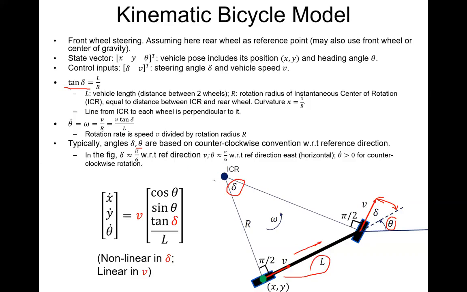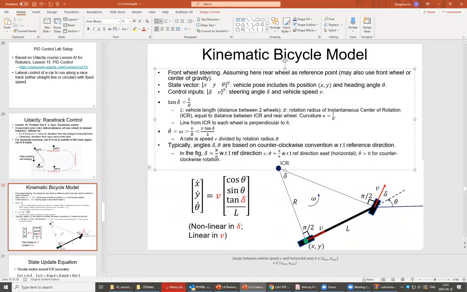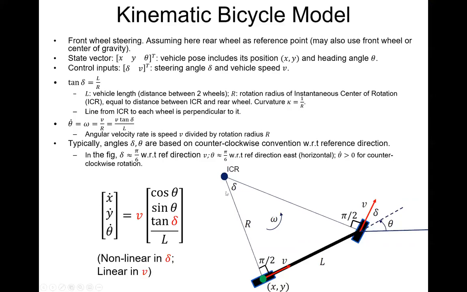And then once you have the angle delta, you can derive the rotation rate theta. Theta dot is often written as omega, the angular velocity. Yeah, rotation rate should be really angular velocity. So it is speed divided by the rotation radius.